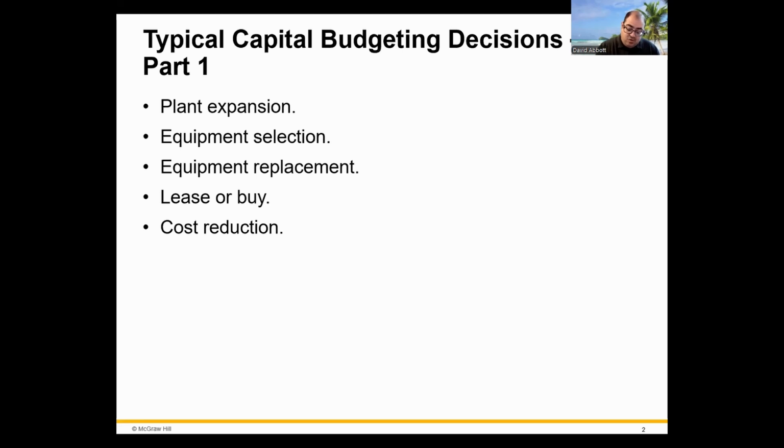Equipment selection decisions, which of several available machines should be purchased? Plant expansion decisions, such as should a new plant or warehouse be purchased to increase our capacity and sales? Equipment replacement decisions, should old equipment be replaced now or later? And cost reduction decisions, which are should new equipment be purchased that would reduce costs?